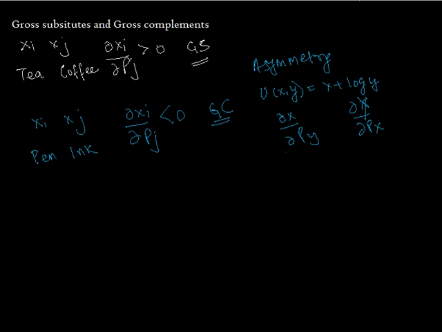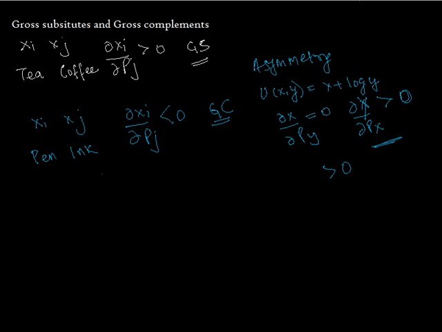Now when you do this, you find that del x by del py will come out to be 0, but del y by del px will come out to be greater than 0. Now you can definitely say that this is greater than 0, but for the gross substitute definition to hold, this also should be greater than 0, which is not the case here. So you can't say precisely whether they are substitutes or not. They would be, to some degree, but whether they are or not, you can't say. So this is the problem.